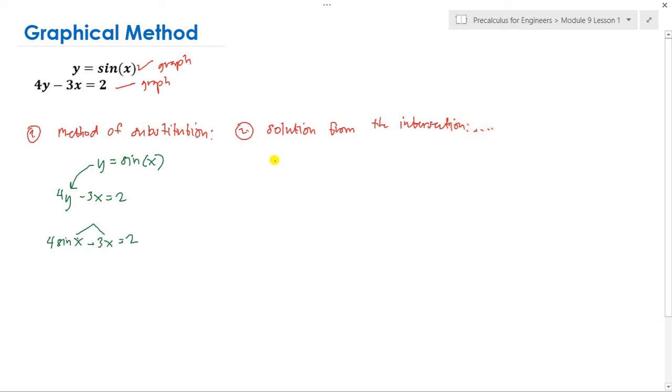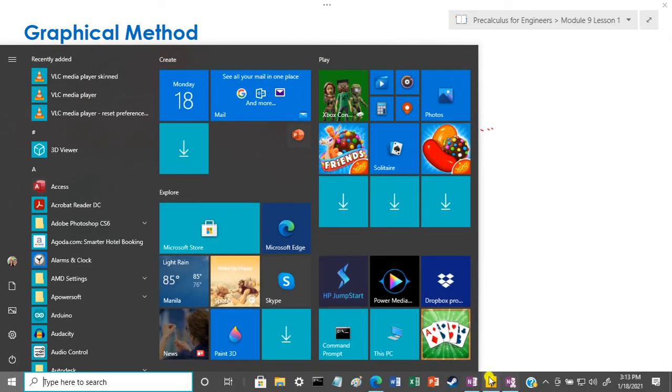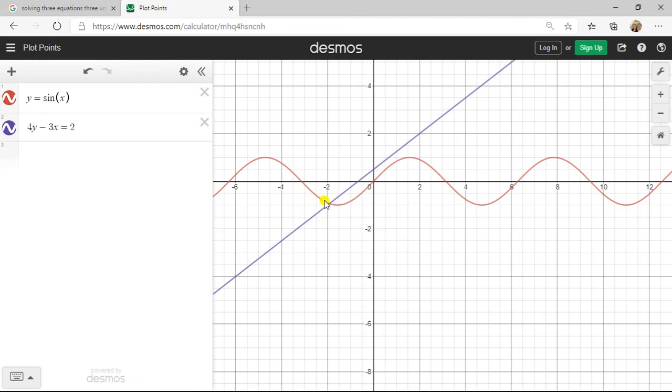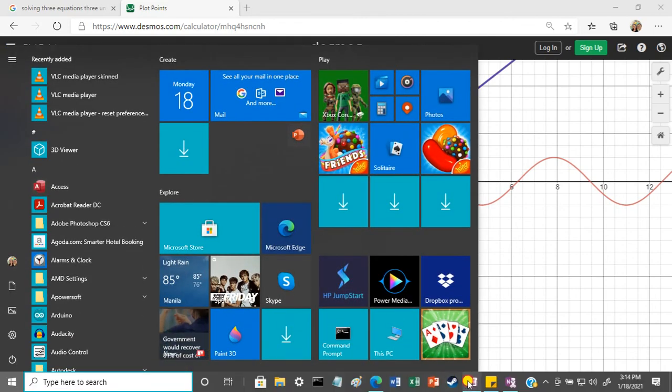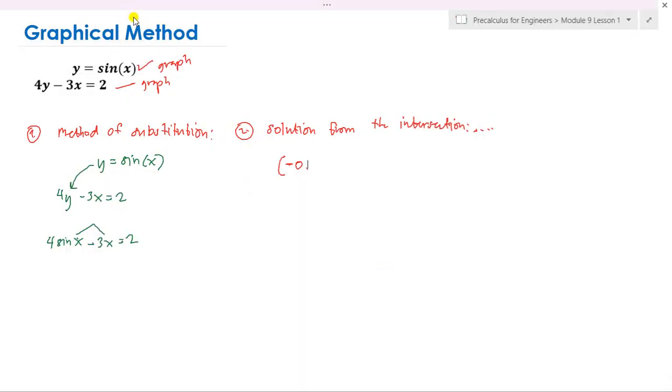Based on our graph, we have our solution, negative 1.92 and negative 0.94. Okay, so that is the solution to our given nonlinear equations using the graphical method. So we were able to solve this with the help of software.